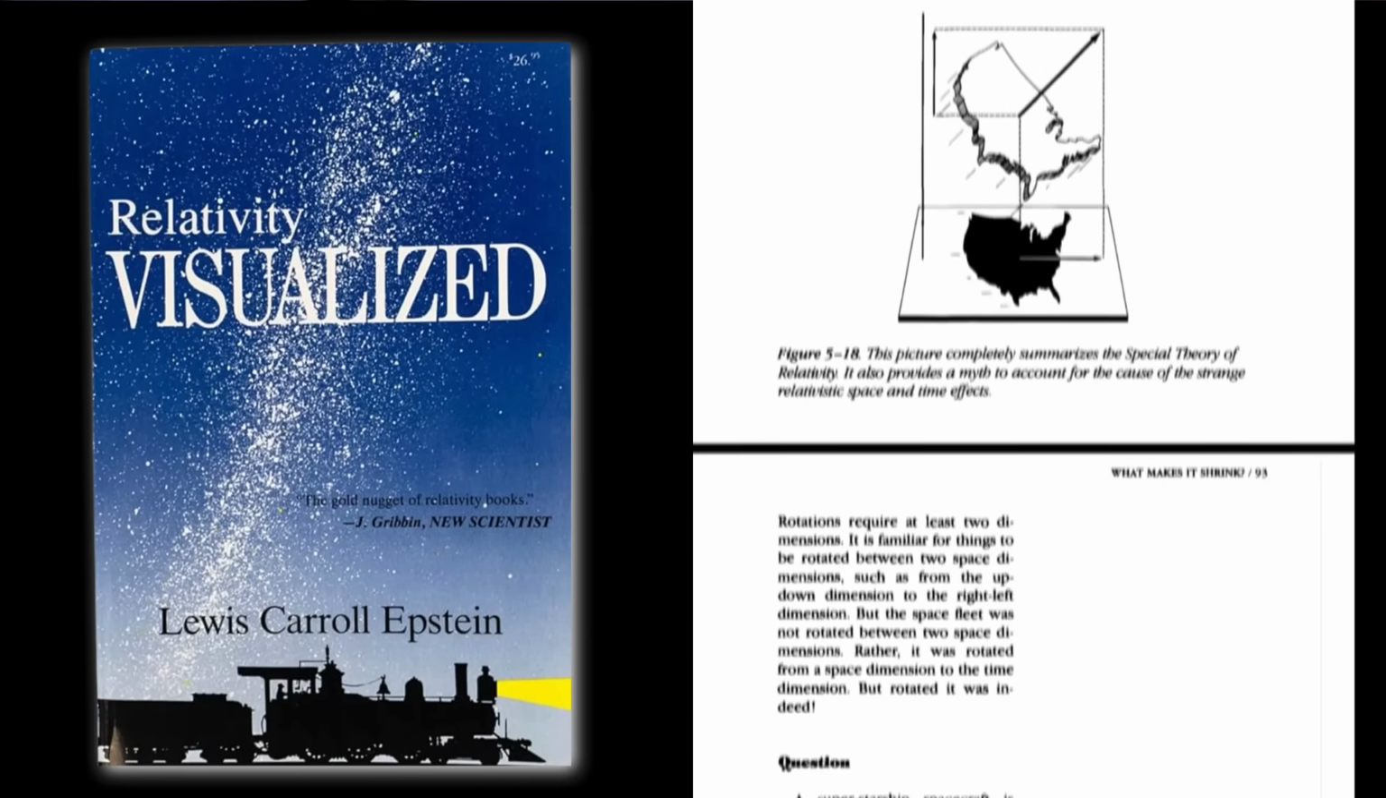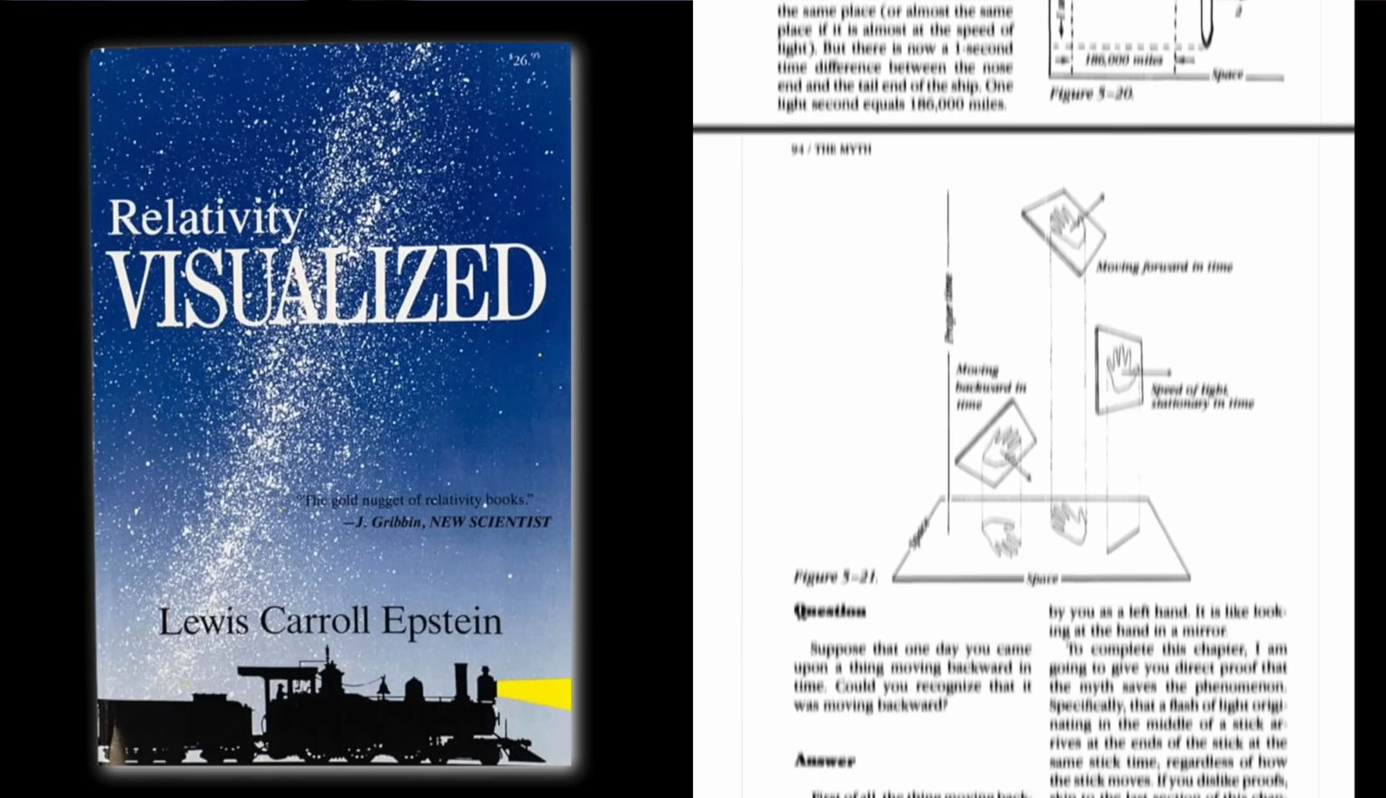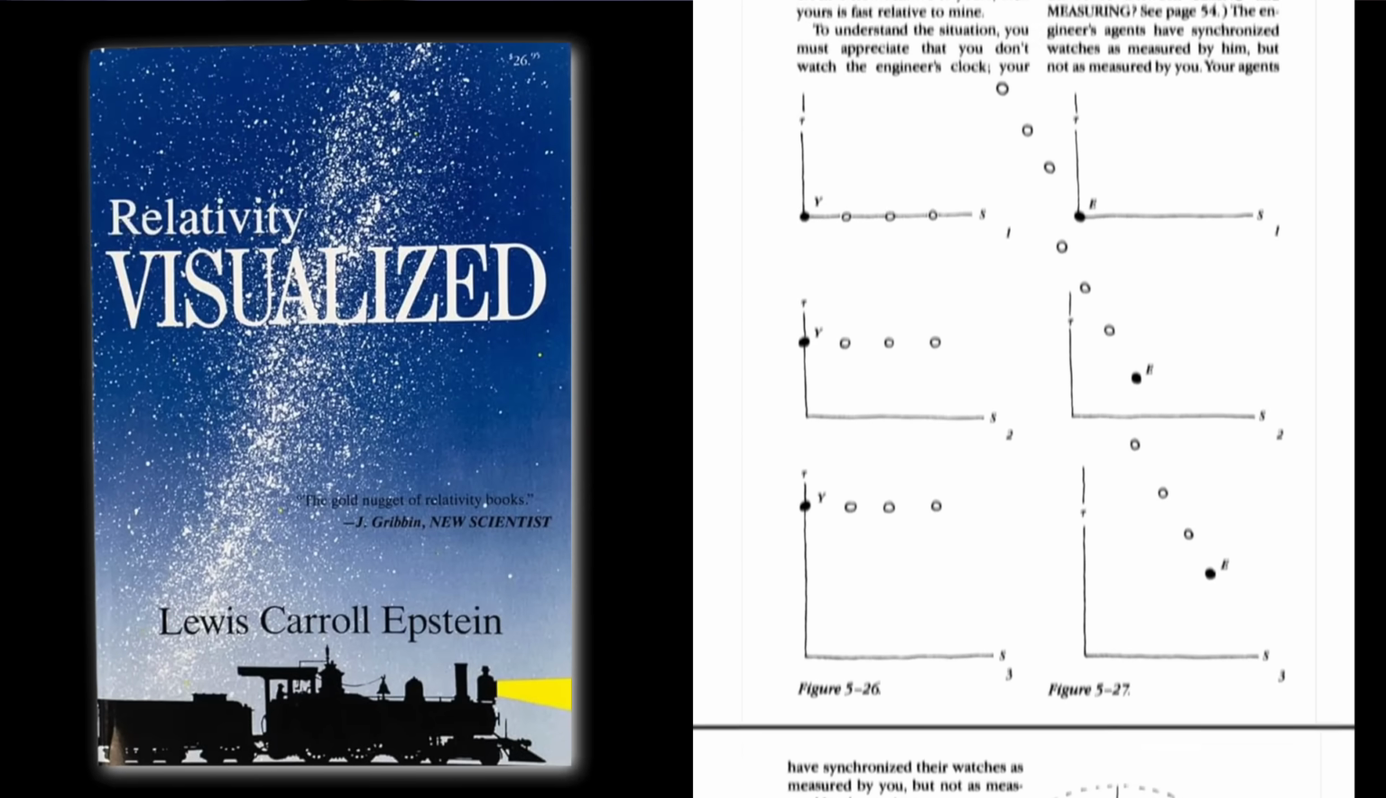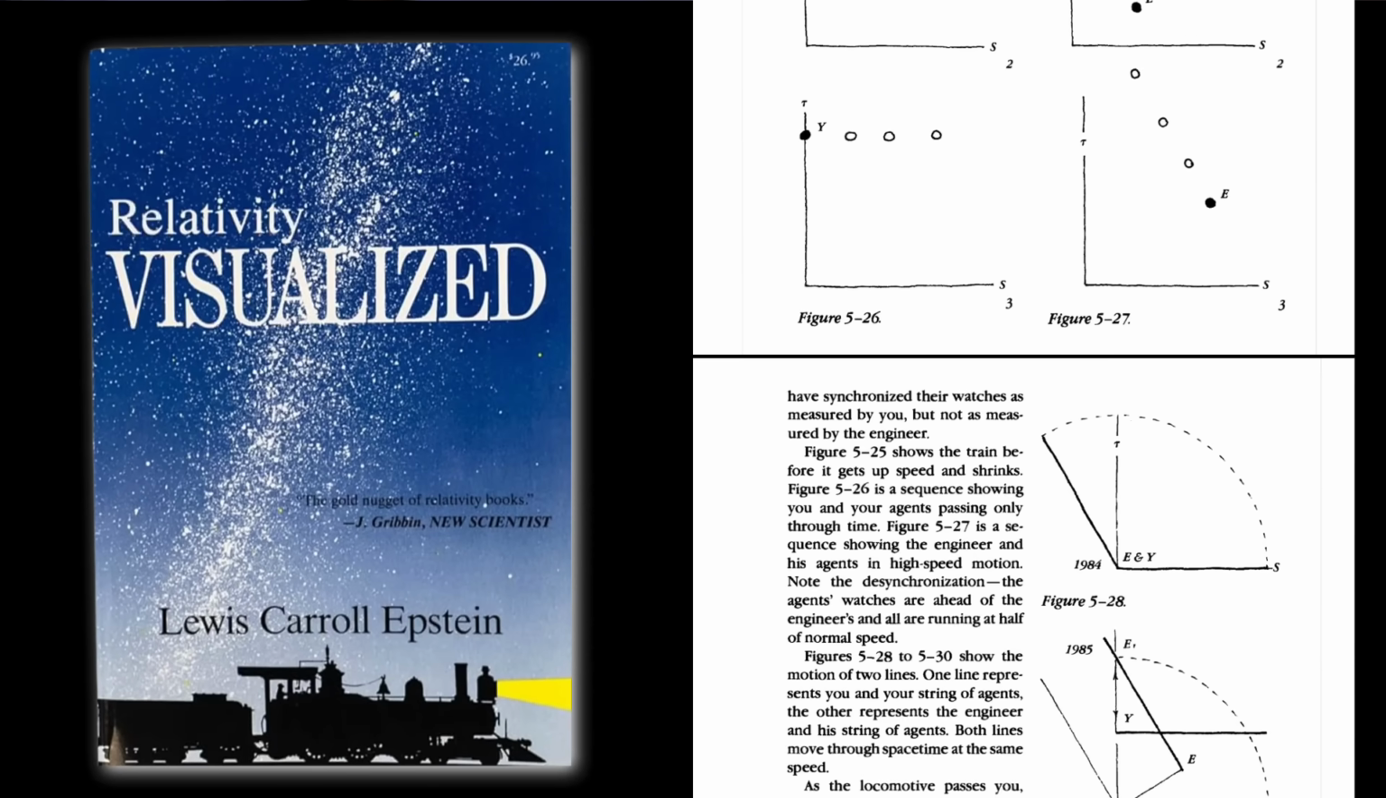Or is there? Lewis Epstein, who wrote the book Relativity Visualized, one of my favorite books, thinks otherwise. He makes the last conceptual leap. Are you ready for this? Epstein says, Mahesh, everything in relativity can be visualized intuitively using just one fact. What is that? Everything in this universe, including you and me, is traveling through space-time at the speed of light. The reason we can't go faster than light is because we can't go slower than light. The only speed everything can ever move at is the speed of light.